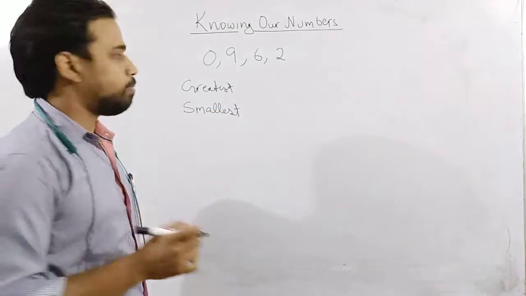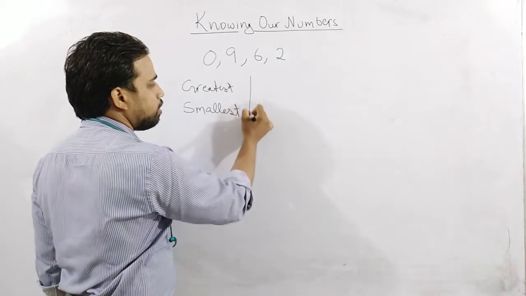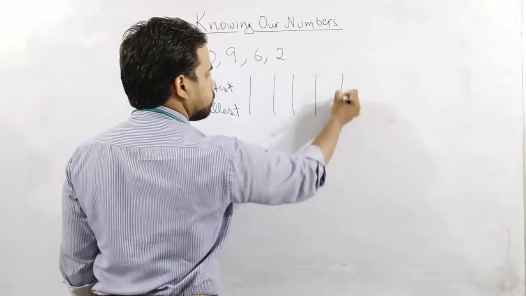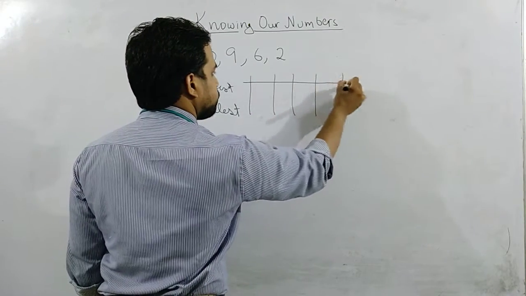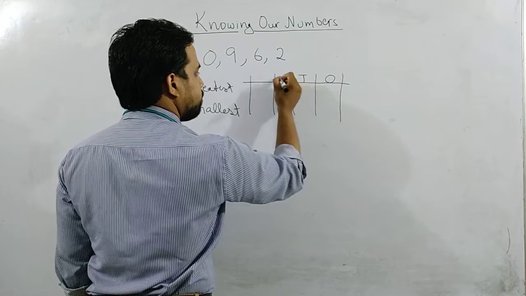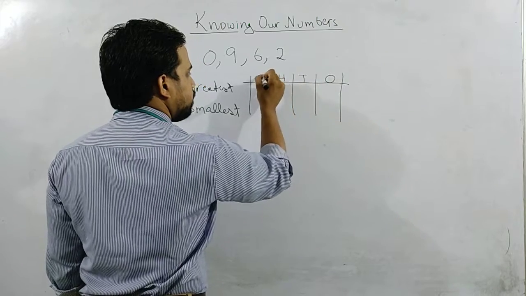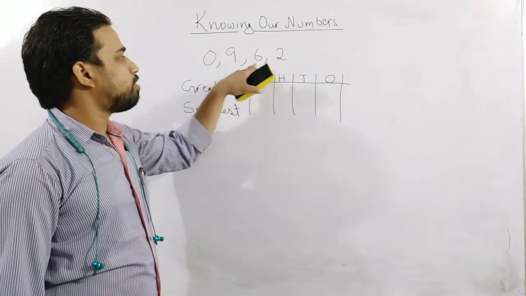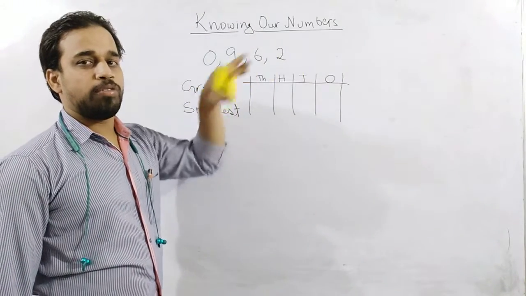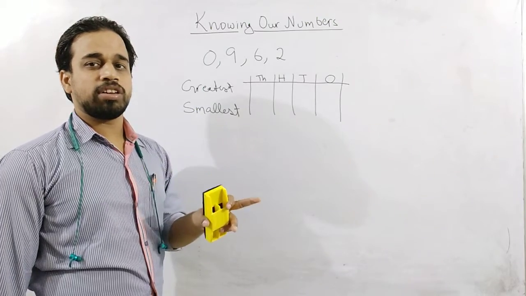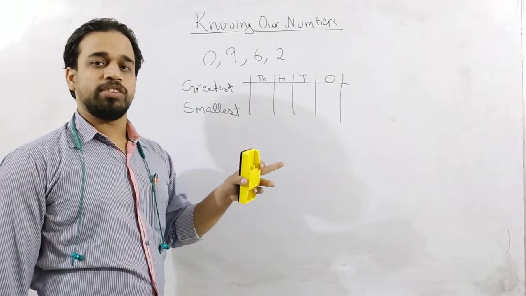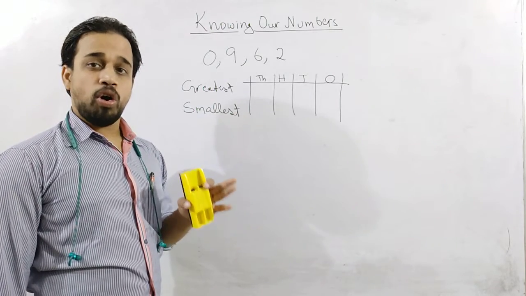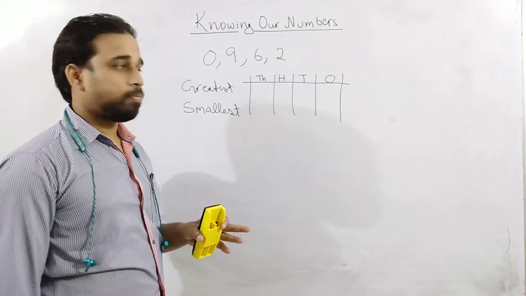Okay, let's see how. First we will make a table like this. Ones, tens, 100 and 1000. Why 1000? Because we have 4 digits here, and we have to make smallest and greatest by using all 4 of the digits. I hope you are getting this. We are using all 4 of the digits.